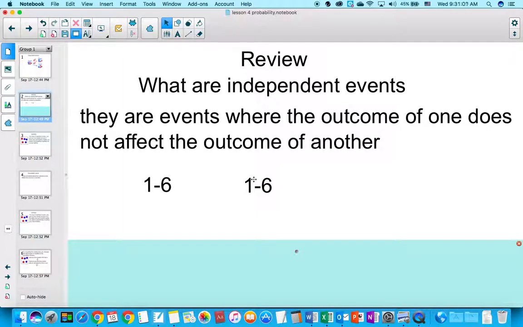And so they are independent of each other. Rolling a die doesn't affect the other die. Their probabilities don't change. So you say they are independent, or independent events.